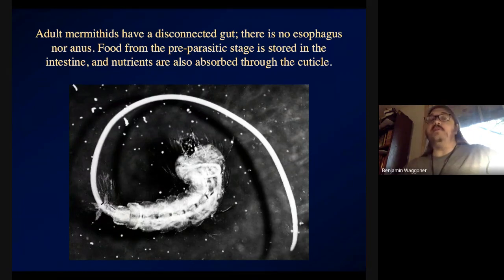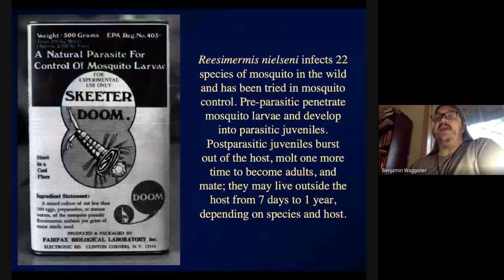There you've got one emerging from a mosquito larva, which is good news for anybody who lives in Arkansas, that there are mermithid species that are effective at invading and destroying mosquito larvae. There have been experiments, in fact, with using these for biological control. So there you have skeeter doom.